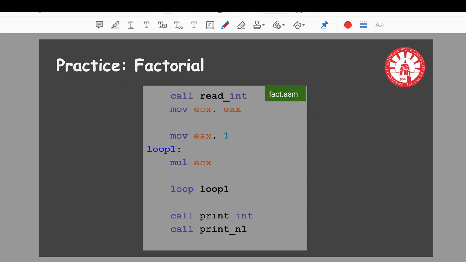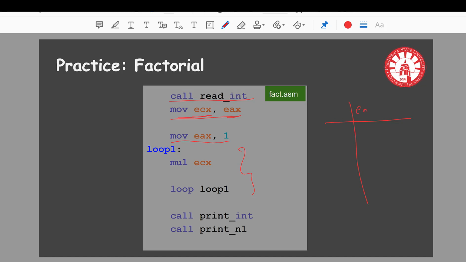Okay, so the program starts like this. We read an integer from the keyboard. We move that value into the ECX register. And then we initialize EAX with 1. And then we start doing the multiplication in this loop. Let's draw the table for it.